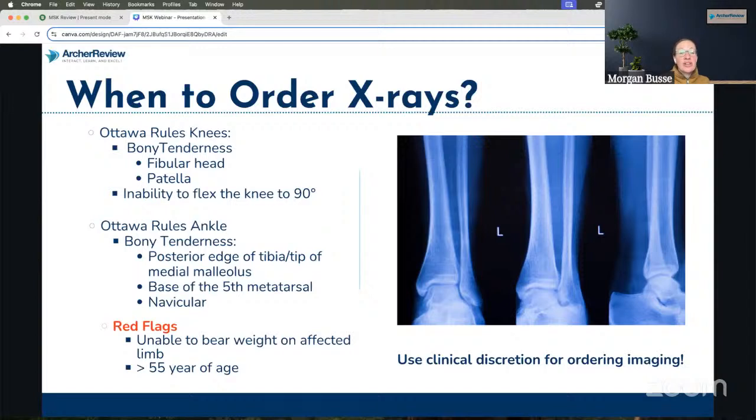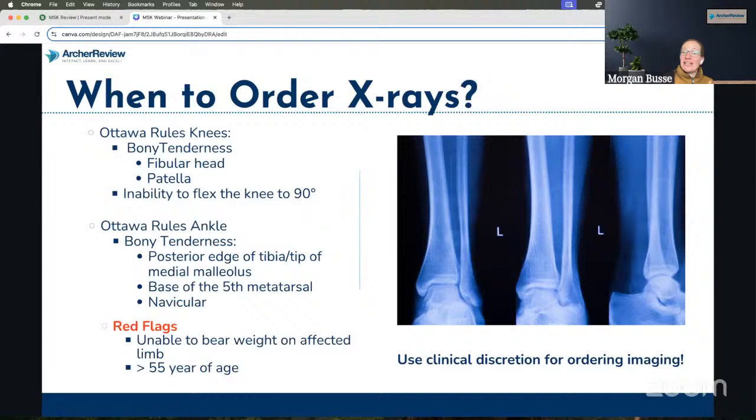So we're looking at the posterior edge of the tip of the tibia or the tip of the medial malleolus. So kind of on both sides of that ankle here, we're looking for bony tenderness. So you go ahead and you touch that area. I do it on the good side first, so I can tell my patient this is what I'm going to be doing.